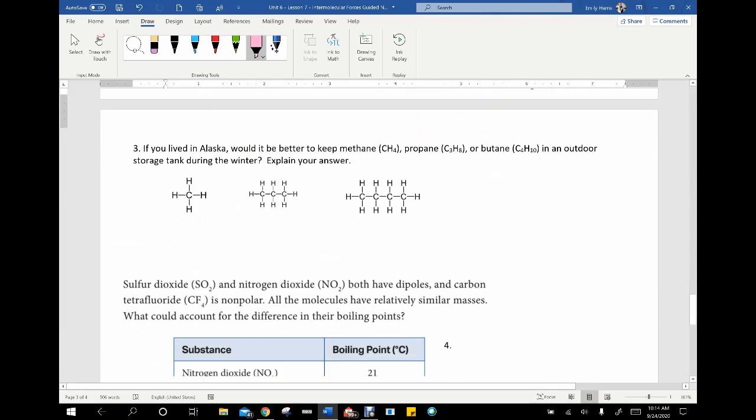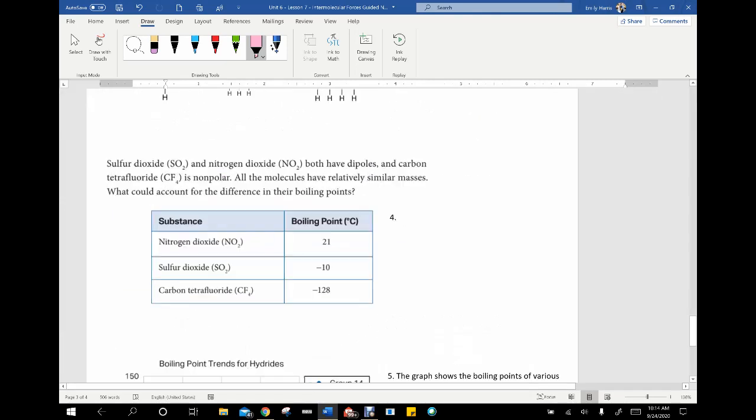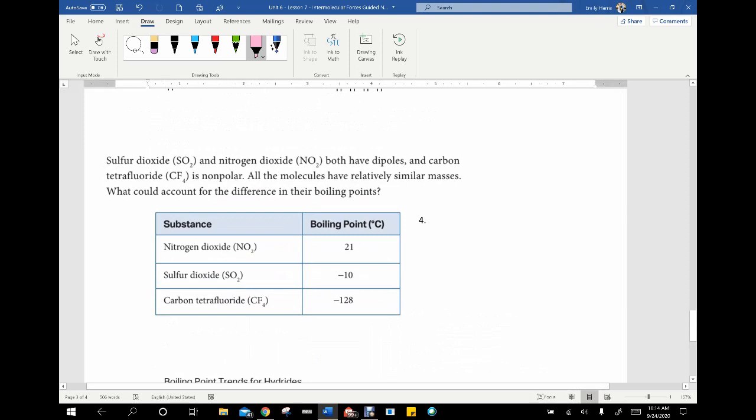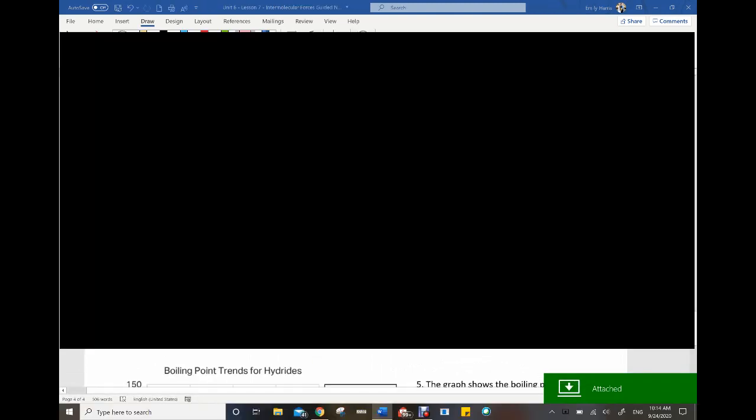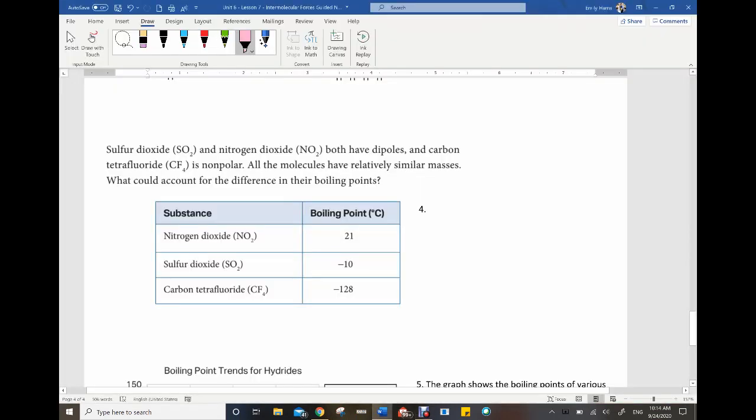All right, so let's finish up here with 4, 5, and 6. And I'm going to attach my little screen here. That way we can type out a more thorough answer for these. All right. So, sorry, I'll take you back here.